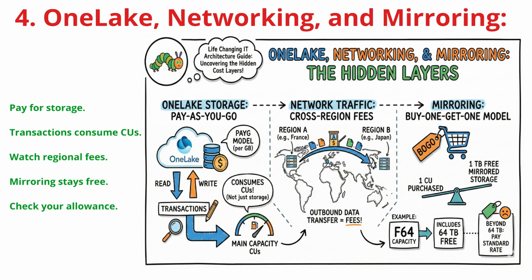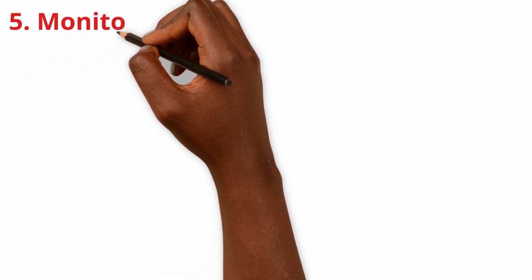Next, we look at network traffic. Just like a physical delivery service, moving data across different Azure regions, say from France to Japan, comes with outbound data transfer fees. Finally, there is the mirroring BOGO deal. Microsoft is quite generous here. For every single capacity unit you buy, you get 1 terabyte of mirrored storage completely free. So if you're running an F64 capacity, you have a massive 64 terabyte allowance before you ever pay a standard storage rate.